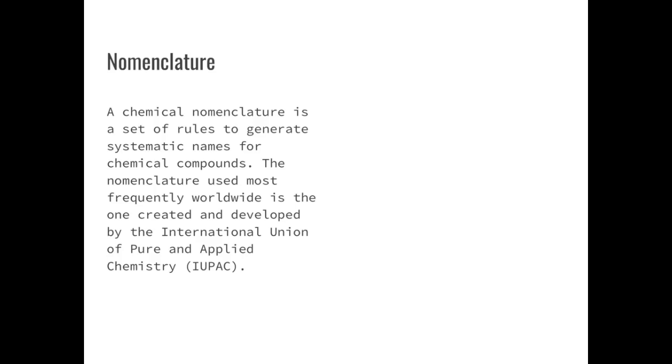So another thing we need to talk about when talking about bonding is nomenclature. And that's basically the system of naming things, or the rules that you have to follow in order to name things. So for chemistry, the International Union of Pure and Applied Chemistry are the ones that make all the rules. So all the rules we're going to learn today, everything that we talk about, is part of nomenclature and has been decided by the IUPAC.